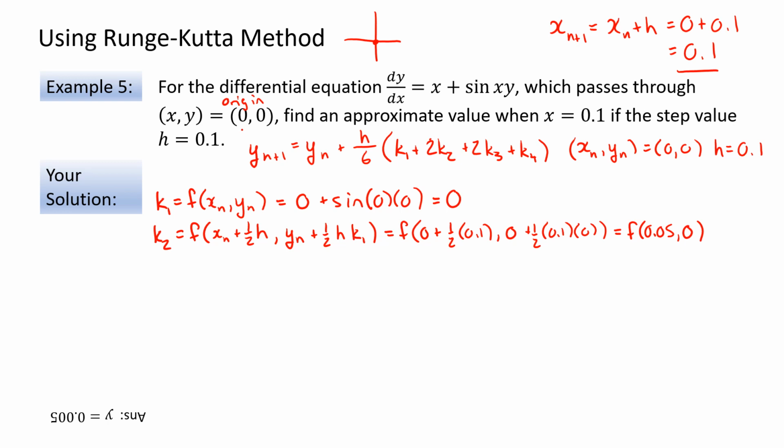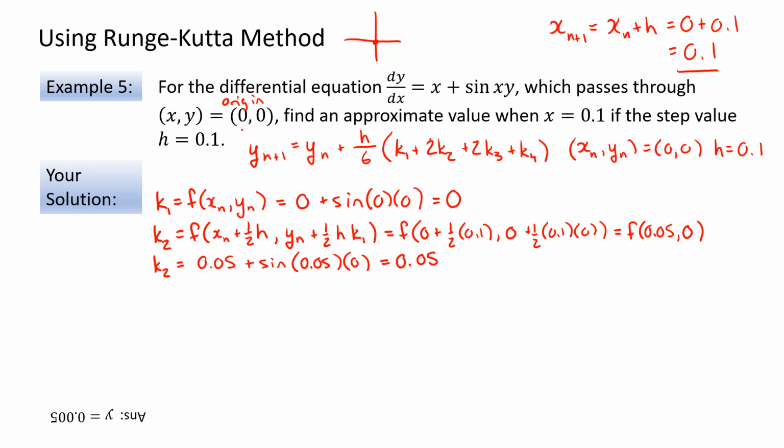Okay? Substituting that in, we get that k2 is equal to our x value, 0.05, plus the sine of x, which is 0.05, times 0. Okay? So 0.05 times 0 is just 0, and we know that the sine of 0 is 0. So this is just simply 0.05.